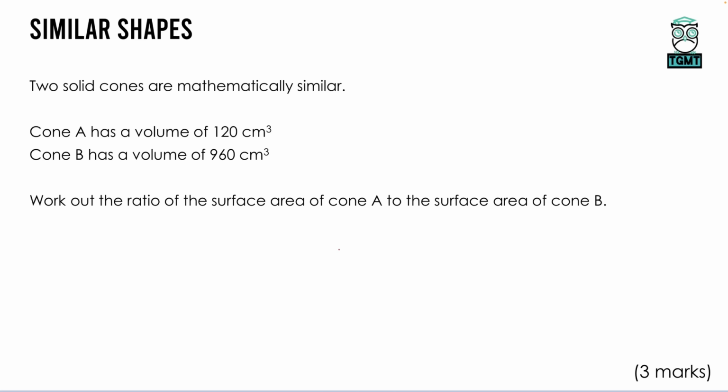Now there's a couple of different ways that we can look at this. We can just write this as a ratio straight away. A to B would be 120 to 960. However, that is a volume ratio. Now if you type that into your calculator as a fraction, it'll actually simplify it for you. So 120 over 960, and if I type that into my calculator, it comes out as 1 over 8, which actually simplifies the ratio, so that's 1 to 8.